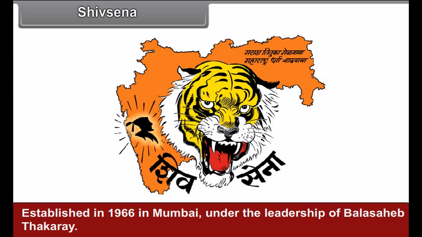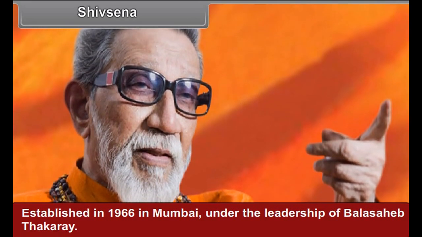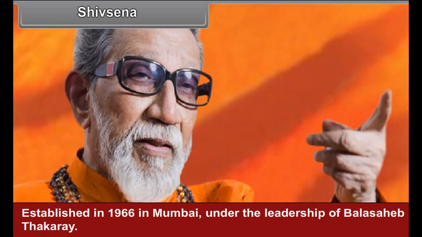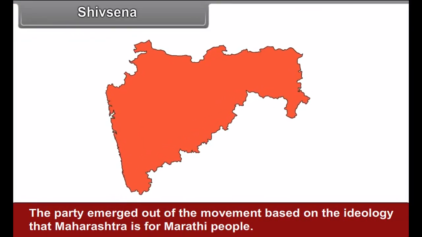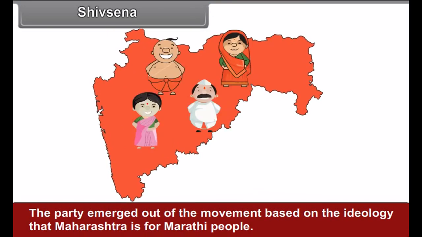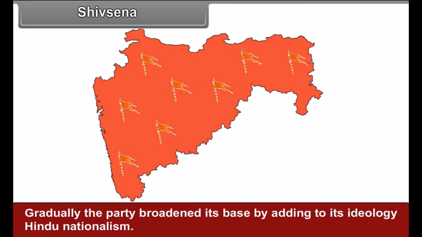Shiv Sena. Established in 1966 in Mumbai under the leadership of Balasaheb Thackeray. The party emerged out of the movement based on the ideology that Maharashtra is for Marathi people. Gradually, the party broadened its base by adding Hindu nationalism to its ideology.